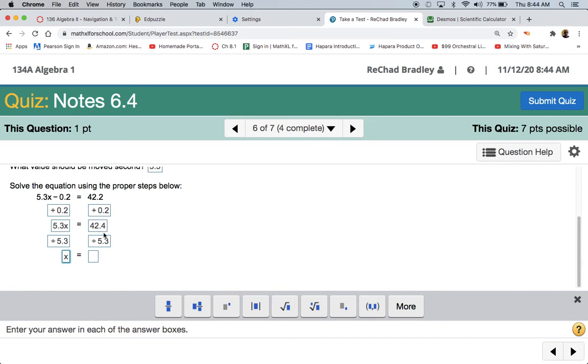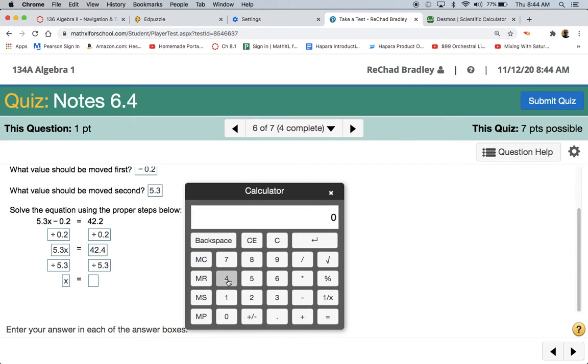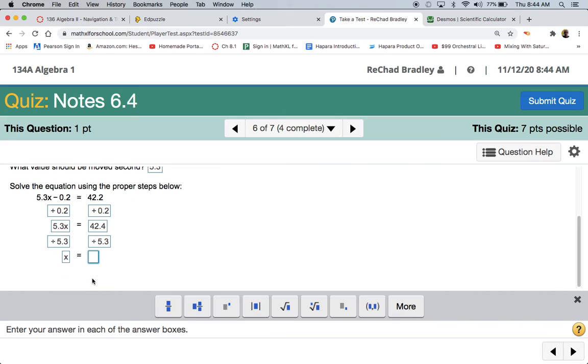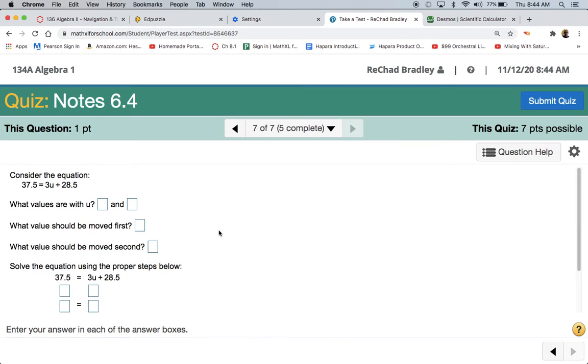Bringing down x. And the only thing that ends in 8 would be 8. Is that 18? Maybe? I don't know. 42.4 divided by 5.3. 8, not 18. That makes sense because 8 times 5 is 40. 8 times 3 is 24. You add those two together. And then the last one, of course, is on the other side.